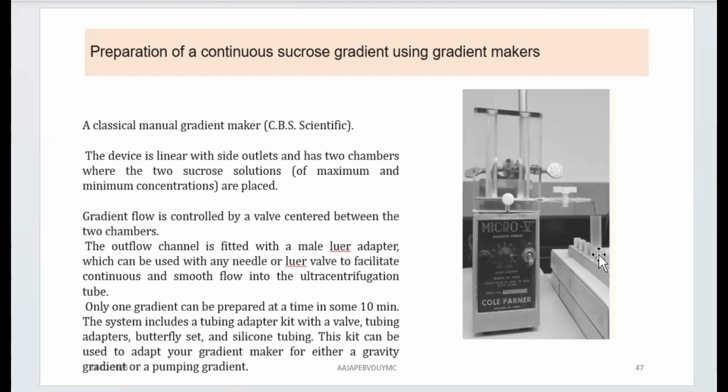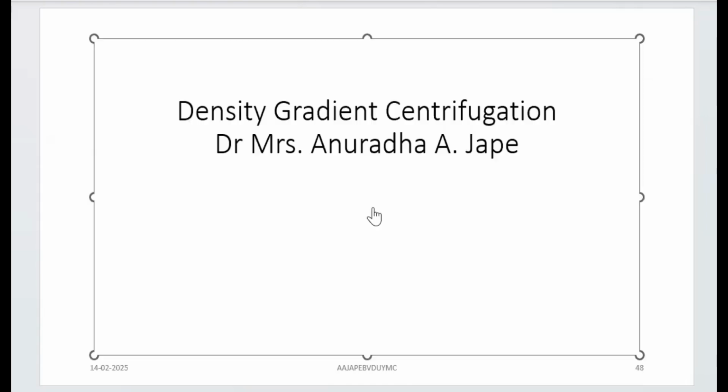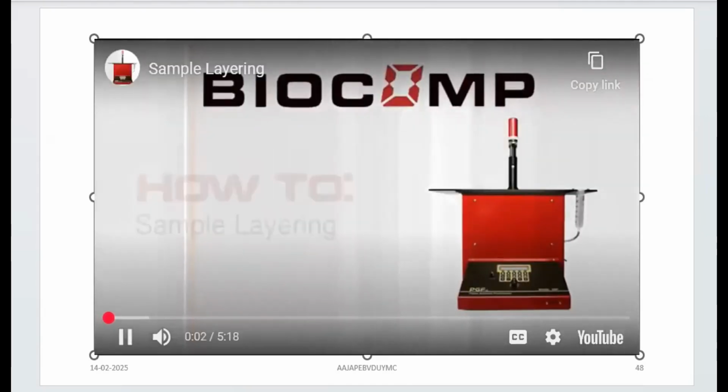So here the gradient flow is controlled by a valve which is centered between the two chambers. Here is the valve, right? The outflow channel is fitted with an adapter which can be used with any needle, and of course it's like a tap, so you can switch it on or off, and then the solution will come down through it. So one gradient can be prepared in about 10 to 15 minutes, and a ready gradient will be available to you. Now let's watch some steps for preparation of the gradient, right?